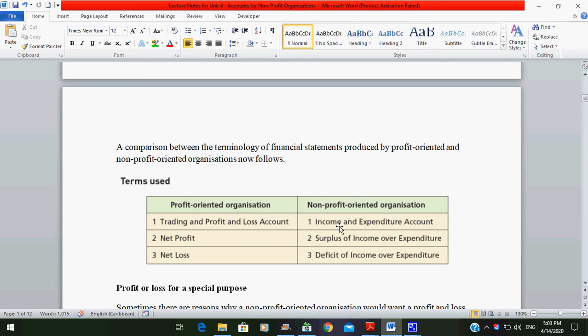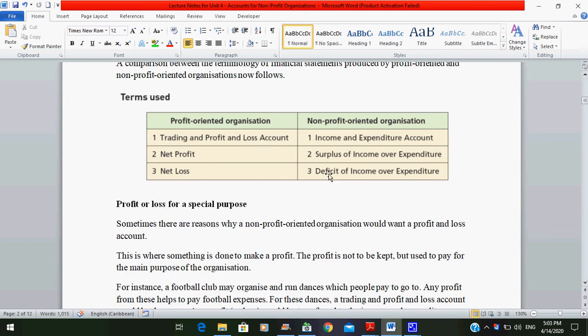For a profit oriented organization, we calculate profit, but for a non-profit oriented organization, we calculate a surplus of income over expenditure. For a profit oriented organization, we get a net loss. So we either get a profit or a loss, but for a non-profit organization, we get a deficit of income over expenditure. So it's either surplus or deficit for a non-profit organization. Both these two accounts are similar but different.